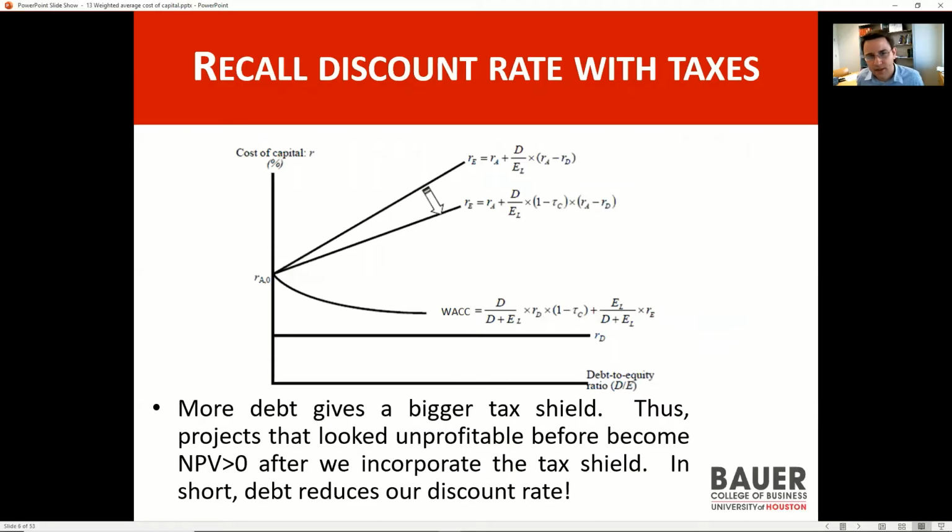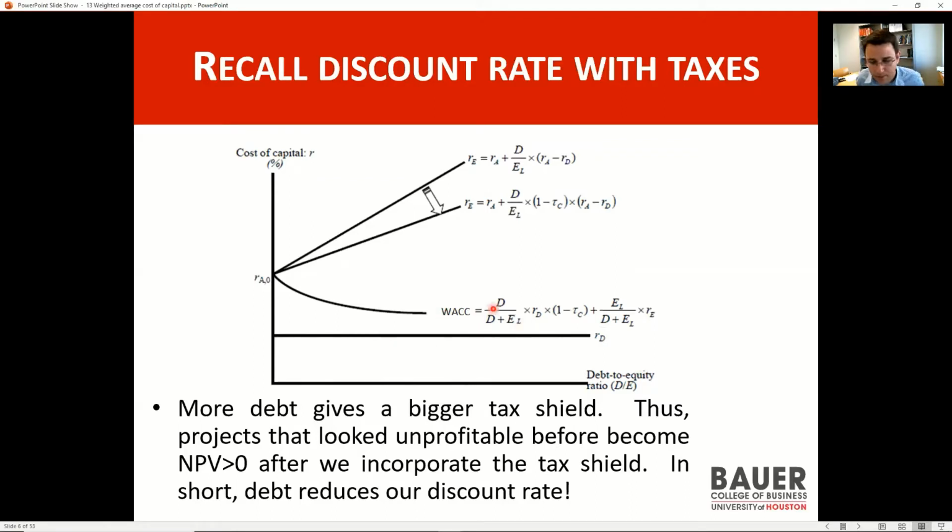It's going to come down to this picture that we saw at the end of Modigliani and Miller. In this picture, we have debt to equity on the x-axis. As you move to the right here, you're taking on more debt. On the y-axis, we have the cost of capital. And we plot this for debt and WACC and equity as well. What we saw is that when you take on more debt, the discount rate you use for your projects starts to fall.